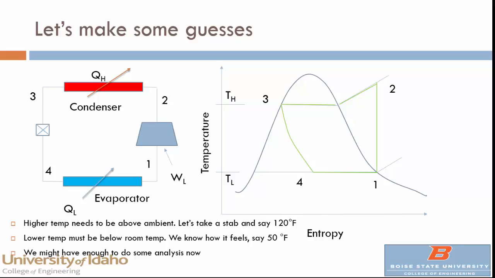And we know it's pretty cold air coming out of these units, right? So I don't think it's too far off to guess that the evaporator might be running as low as 50 degrees Fahrenheit. So with just those two numbers, we can start doing some analysis.